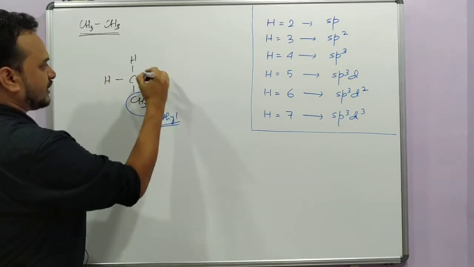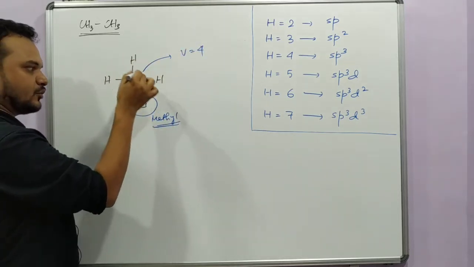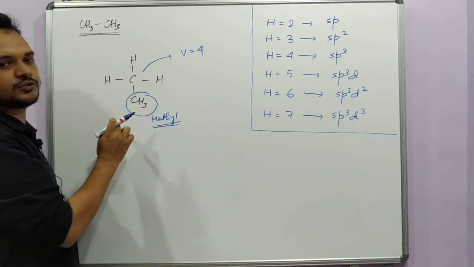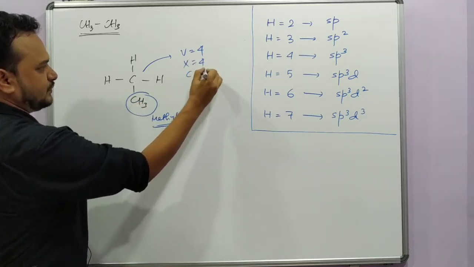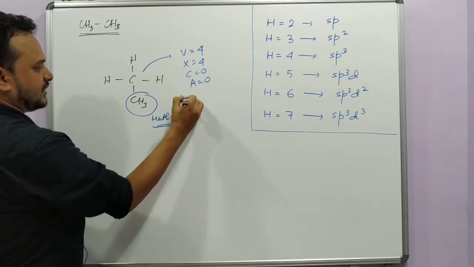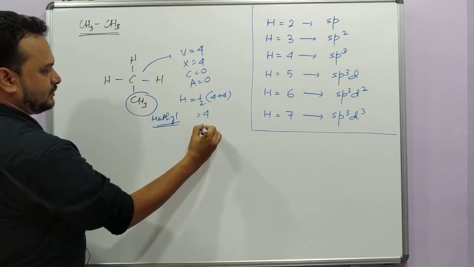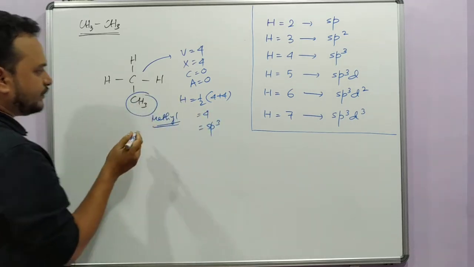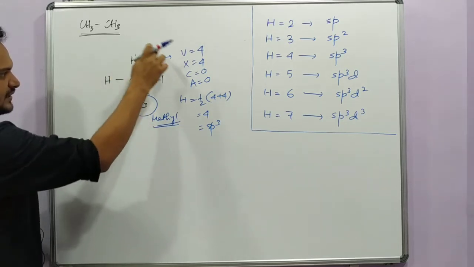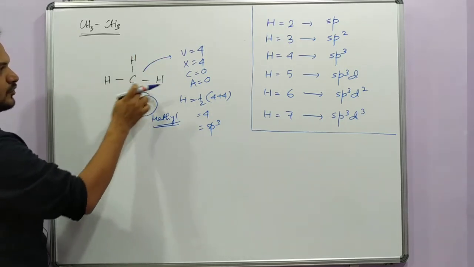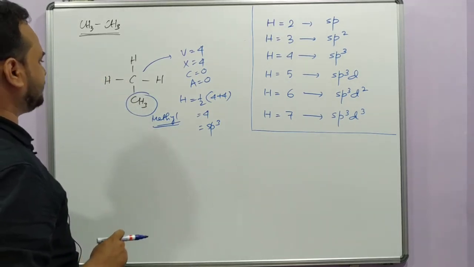So here for carbon again V equals 4. The 3 hydrogens are terminal monovalent, as well as this methyl group is also monovalent terminal. So here again X equals 4, C equals 0, A equals 0. So clearly H will be equal to half into 4 plus 4, that is equal to 4, equals sp3. Same thing we will apply for this carbon also. In that case, this one will have these 3 hydrogens and this methyl group as the monovalent terminal. So again it will come sp3. So both the carbons here are sp3 hybridized.